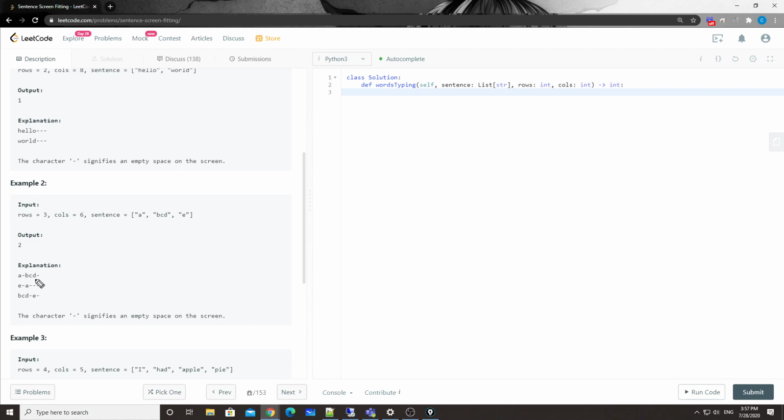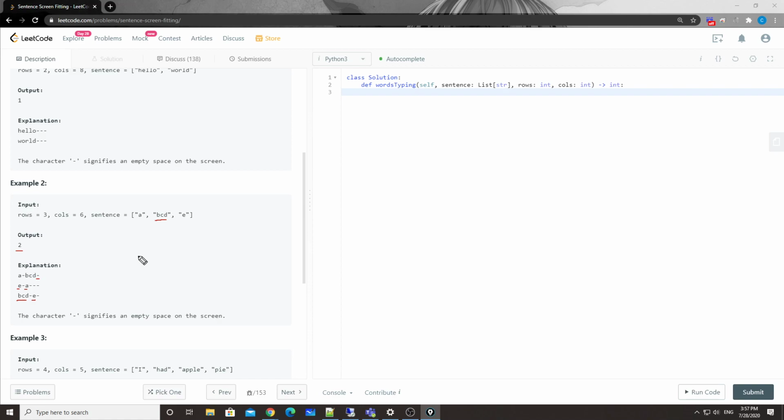Okay, B, C, and D, and since all the words need to be separated by a space, in this case there's no place for the E here. So we have to move E to the next row. Once we have E, the next one will be A again, and then next to A is BCD, but BCD cannot fit into the remaining space. That's why we have to move BCD to the next row, and then the last one is E. So that's why the answer for this example is 2.